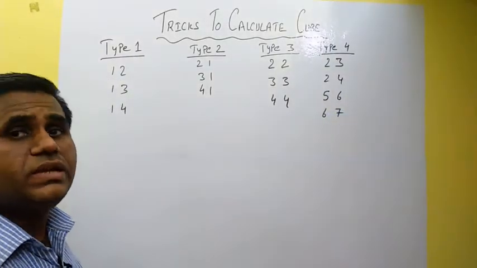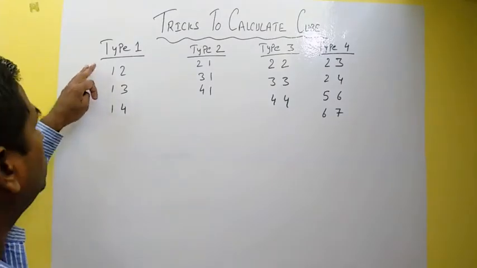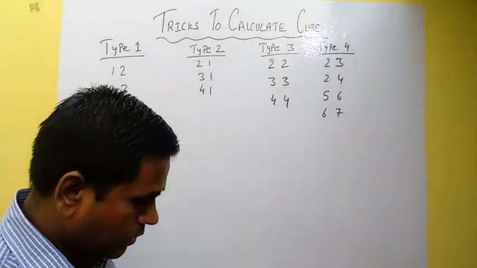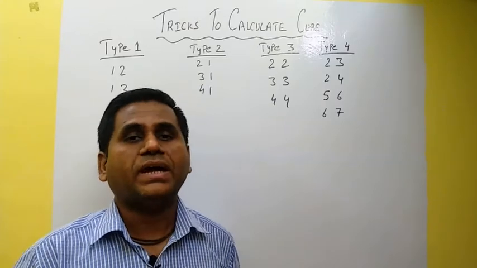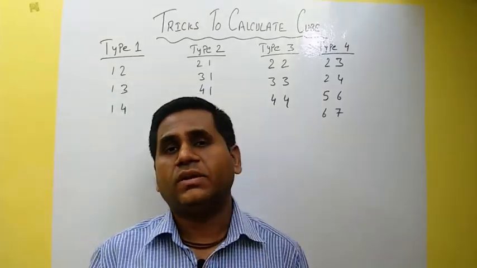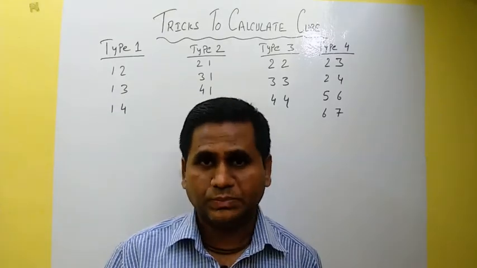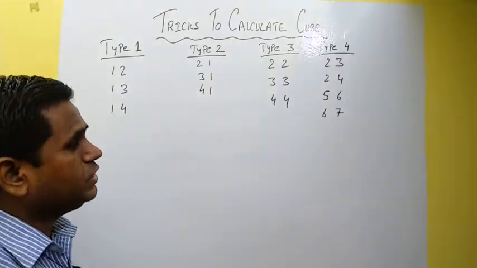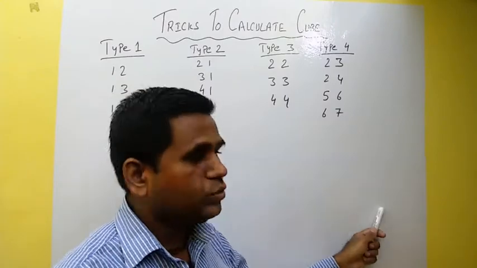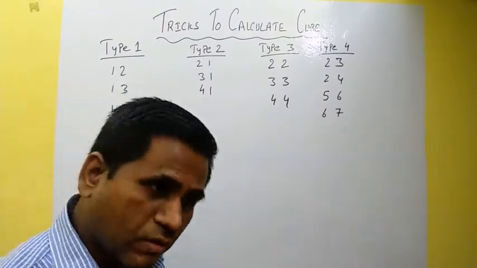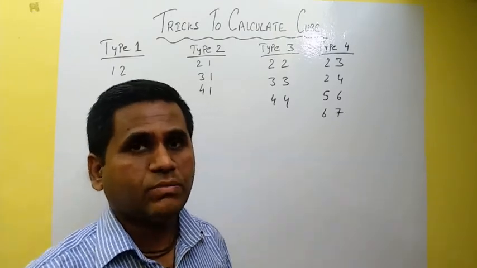Now let us see how to quickly find the cube of type 1 numbers. I'll be doing it a little slowly to explain, but once you practice this, very easily you can find it within 2 to 3, or let's say 5 to 7 seconds maximum. Otherwise, with the traditional method, for example 12, if you do 12 into 12 into 12, 3 times, it will give you the correct answer, but it will take more time.